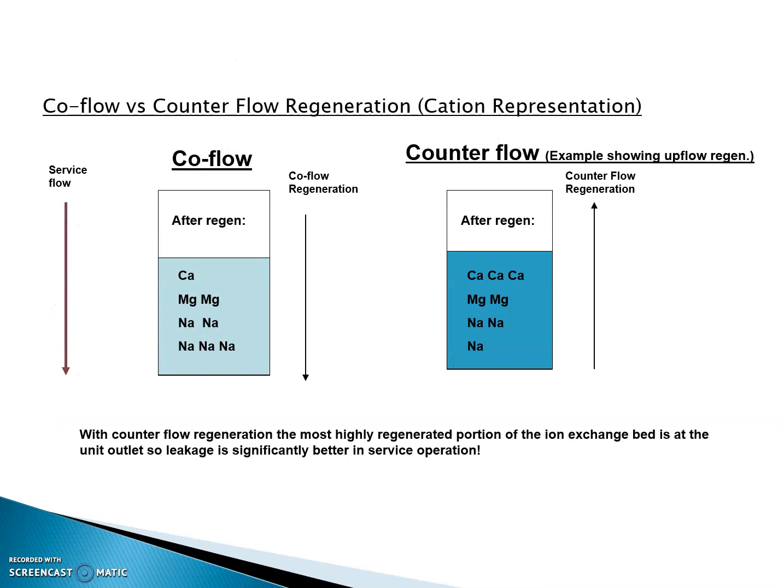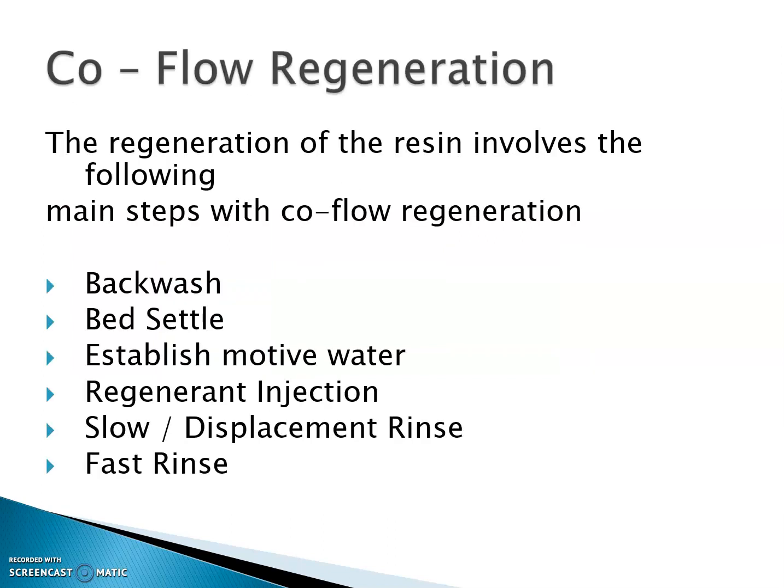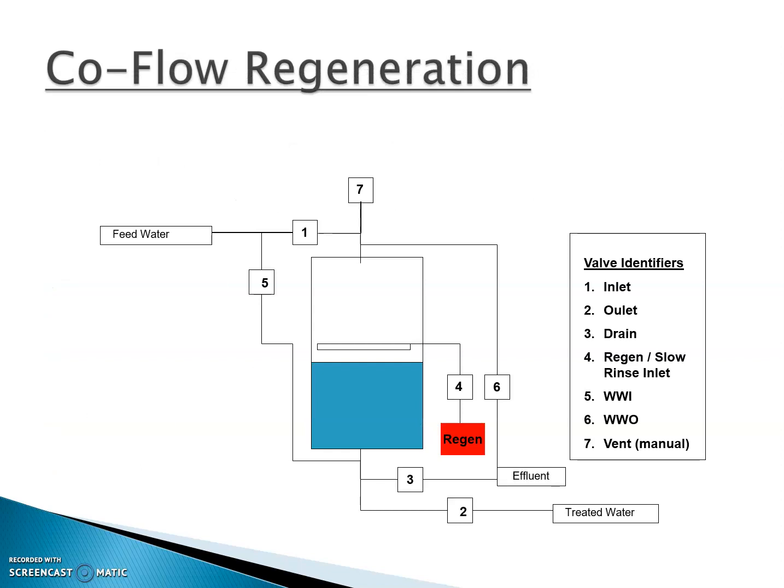And here the co-flow and counter-flow regeneration process involved in the system is displayed. With counter-flow regeneration, the most highly regenerated portion of the ion exchange unit is at the unit outlet, so leakage is significantly better in service operation. The regeneration of resin involves the following main steps with co-flow regeneration: backwash, bed settle, establish motive water, regenerate, injection, slow displacement rinse, and fast rinse. And this is a flow diagram of the co-flow regeneration, and we highlighted the parts in the system, that is inlet, outlet, and drain.